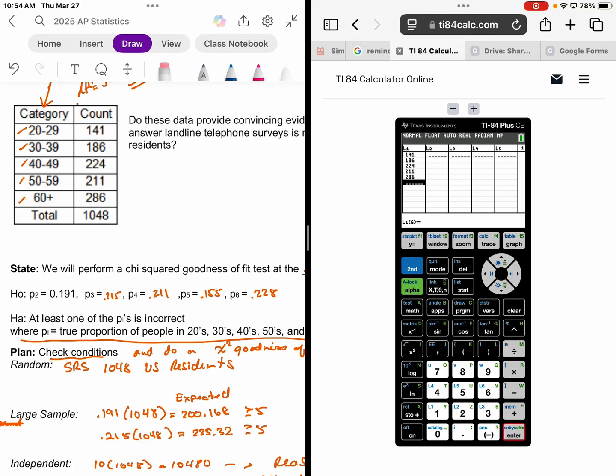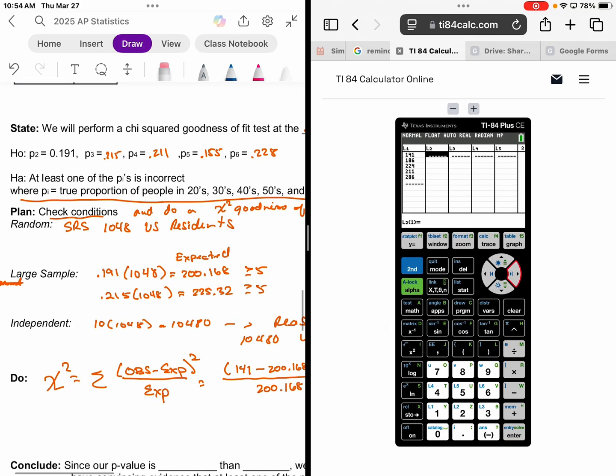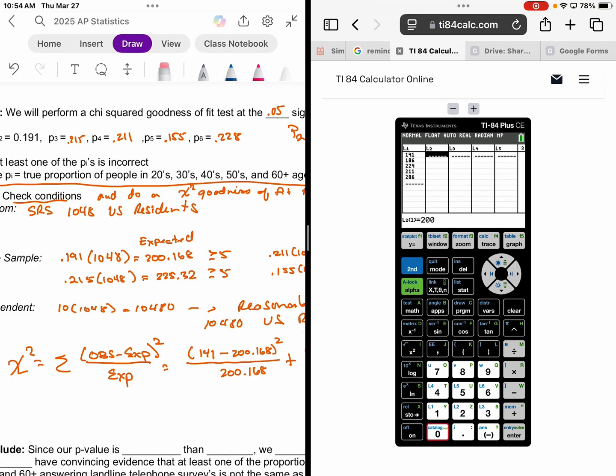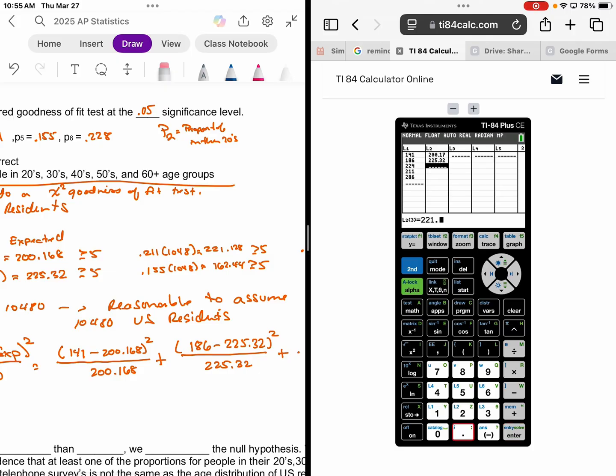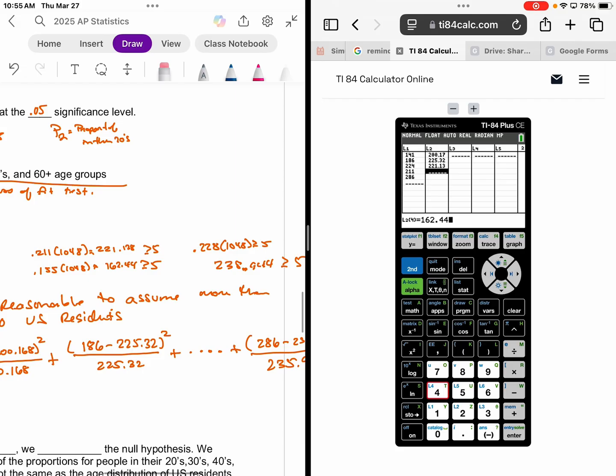And then in the next column, I'm going to take the decimals that we found for the expected: 200.168, 225.32, and then 221.128, 162.44, and the last one is 235.944. So I'm going to go ahead and put them in L1 and L2. And then I'm going to tell the calculator to do the fraction for each one of those things.